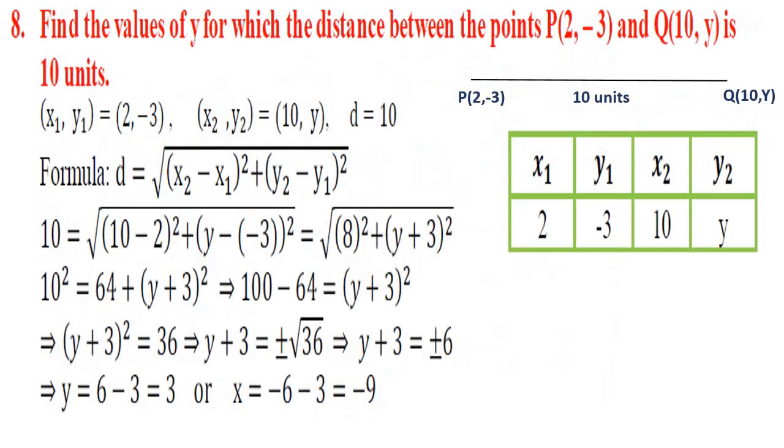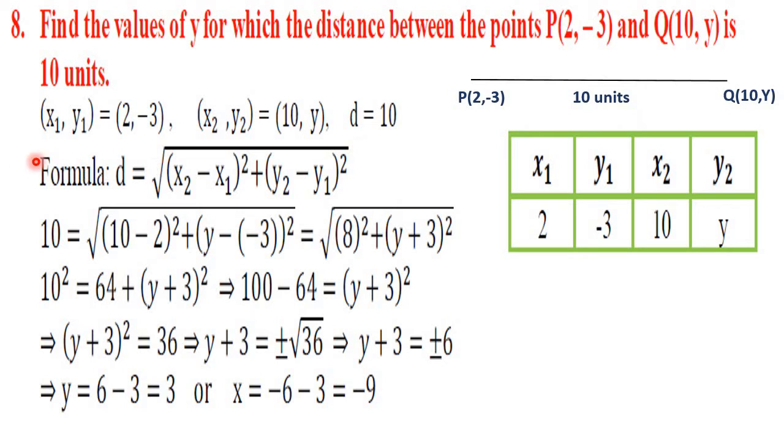Let us move to the next problem. Find the value of y for which the distance between the points P (2, -3) and Q (10, y) is 10 units. Here the point P is given and the point Q is given. The distance between the points P and Q is 10 units. So we have to find the value of y in the Q coordinate.